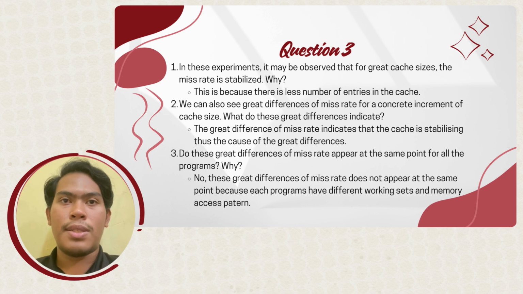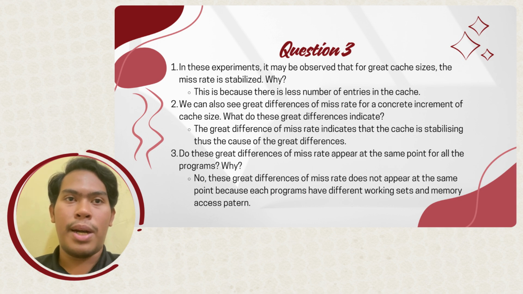As for the question of the task, in this experiment, it may be observed that for great cache sizes, the miss rate is stabilized. Why? This is because there is less number of entries in the cache. Second, we can also see great differences of miss rate for a concrete increment of cache size. What does this great difference indicate? The great difference of miss rate indicates that the cache is stabilizing, thus the cause of the great differences.